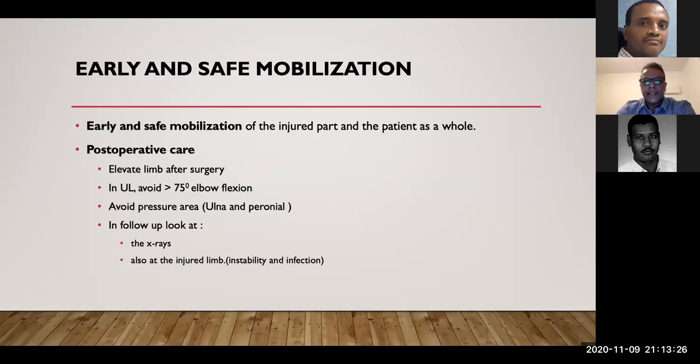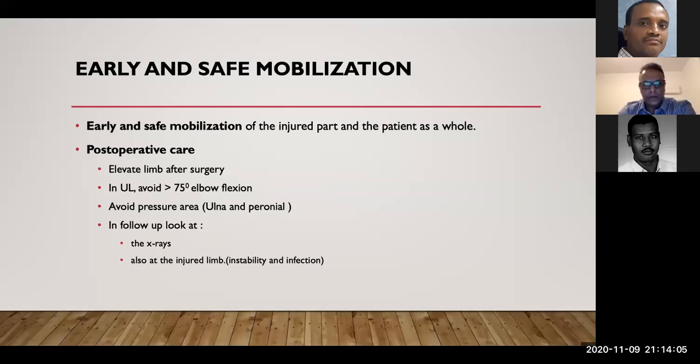Early and safe mobilization is one of the important principles as well, of the injured part and of the patient as a whole. This starts from the post-operative care. After the operation, elevate the limb, in the upper limb, and avoid kinking the blood vessels. So don't flex the elbow more than 75 degrees when you put it in a plaster. Also avoid pressure areas around the elbow, especially the medial epicondyle with your ulnar nerve, and the fibula with your common peroneal nerve.